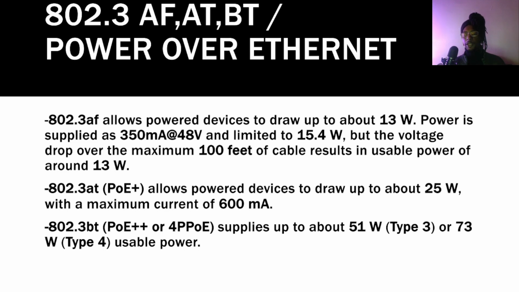802.3at PoE Plus allows powered devices to draw up to about 25 watts with a maximum current of 600 mA. 802.3bt PoE++, or 4P PoE, supplies up to about 51 watts Type 3 or 73 watts Type 4 usable power.